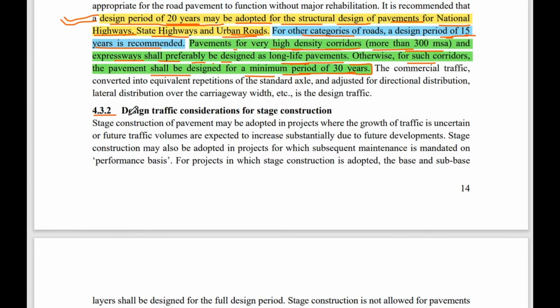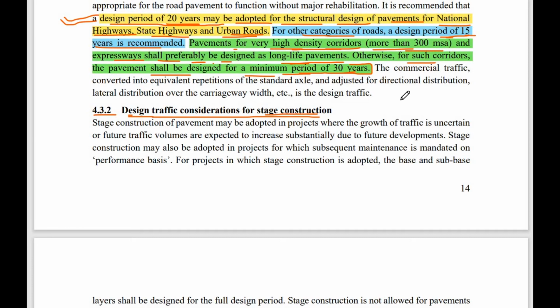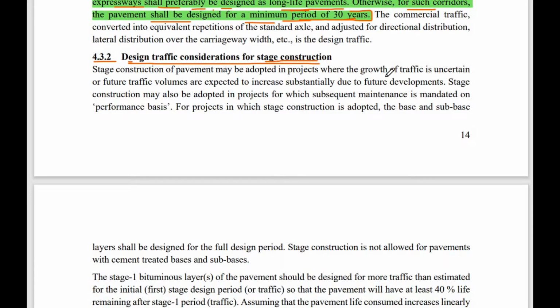So now let's move to the next point. Design traffic consideration for the stage construction. What is the stage construction? The stage construction is the stepwise construction. That means we are not going to design our road directly for the 20 years or the 15 years, that is our service life period. We will be designing it in some stages so that it would be easy for us for the design. Where are we going to adopt the stage construction? Here they have mentioned that the stage construction of pavement may be adopted in the project where the traffic growth rate is uncertain or future traffic volumes are expected to increase substantially due to the future development.